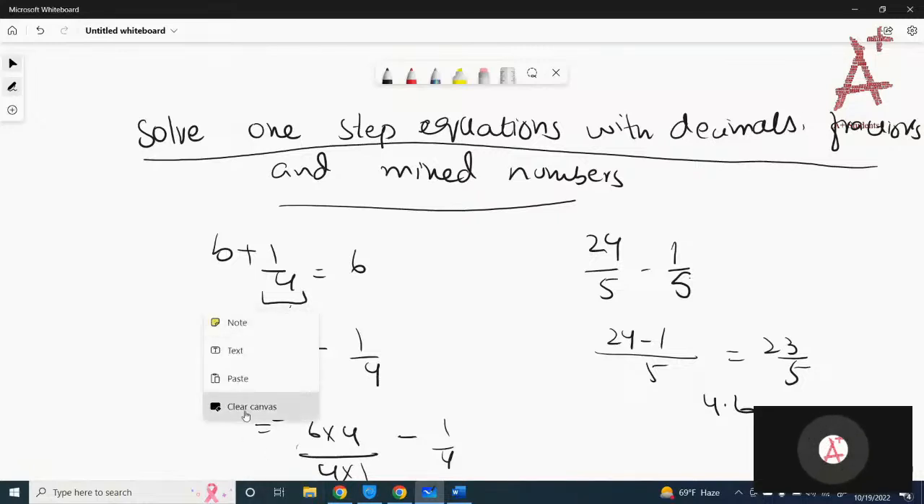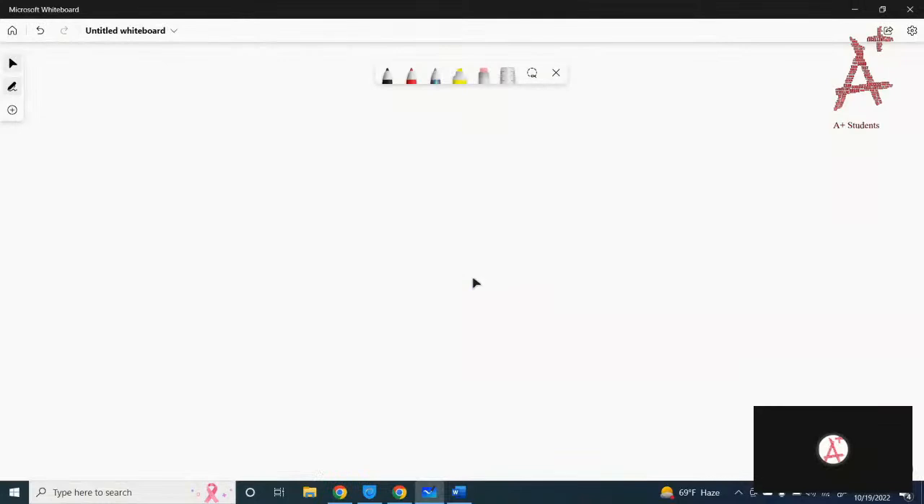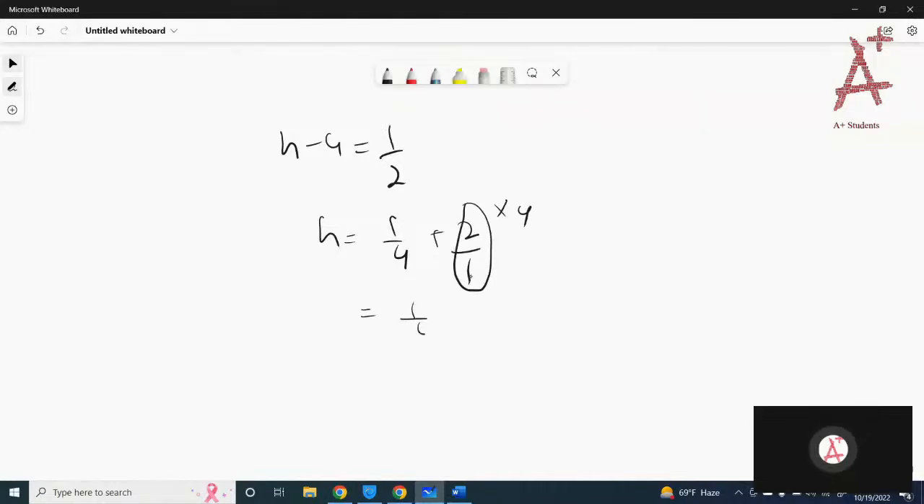The next question is h minus 4 equals half. So you just have to find the value of h only. So shift that negative 4 to the other side. It is subtracting here. When you shift to the other side, it would be adding. Got it? So before adding, you need to make their denominators same. So just multiply this fraction to make its denominator also 4.